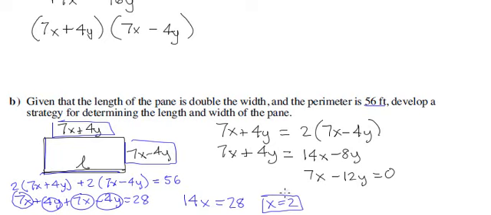So there's one of our variables. Take that 2 and plug it into the second expression and you get 14 minus 12y equals 0. So 14 equals 12y. So y must be 14 over 12, which is 7 over 6, or 1.1666666.